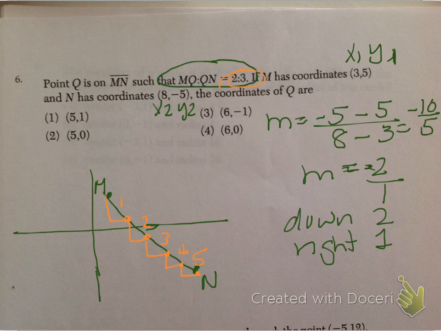Okay, so we want MQ to count as 2 pieces. So MQ, here's the second piece right here. That's where Q should be, right there. So that would be the point (5, 1), which does not look like it from this graph, but that's what it is. Okay, so if you do this on graph paper, it will definitely look a lot better. Okay, so that's choice 1.